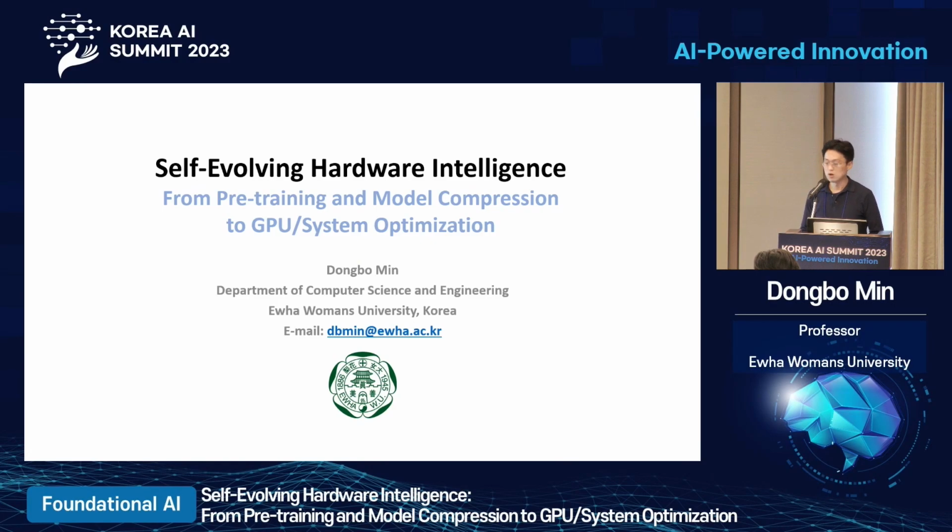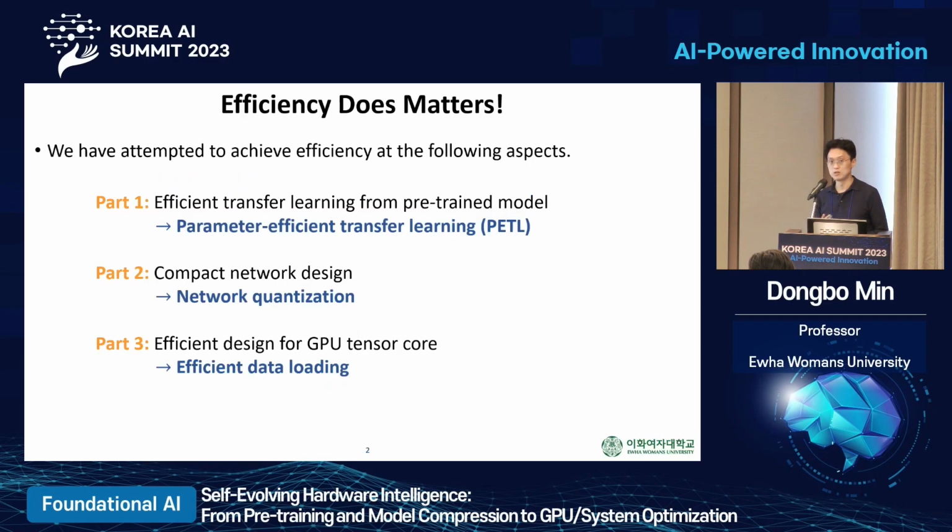And today I'm going to talk about self-evolving hardware intelligence, from pre-training and model compression to GPU or system optimization. As a matter of fact, this title is a title of a group project that I'm doing with my faculty members. I'm going to introduce a couple of the research works among the many projects, especially based on computational efficiency.